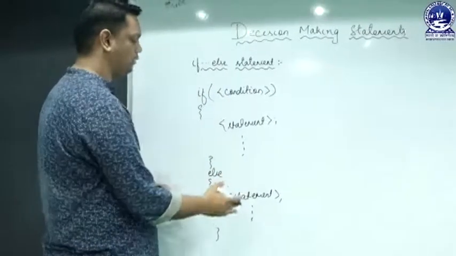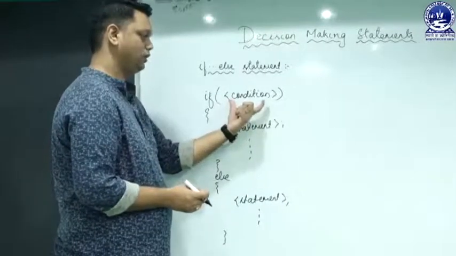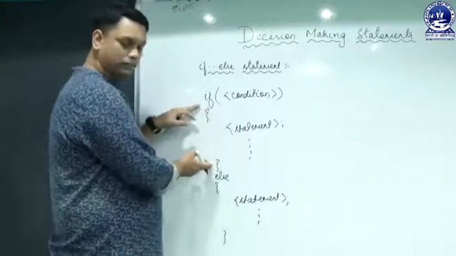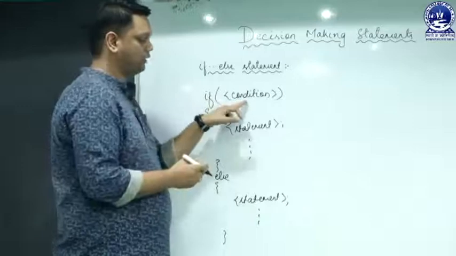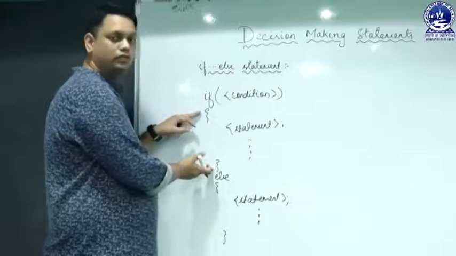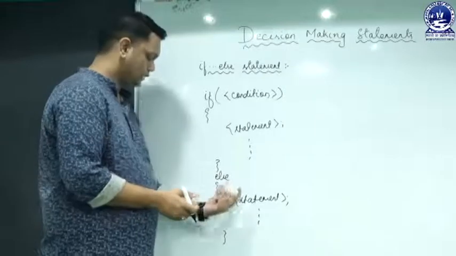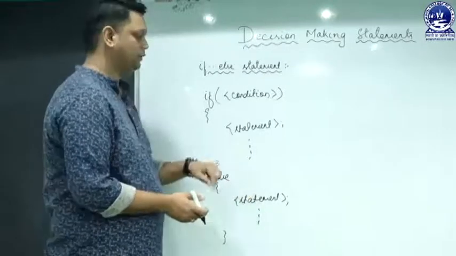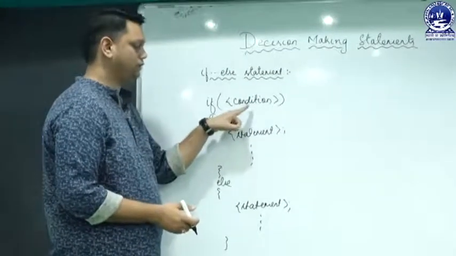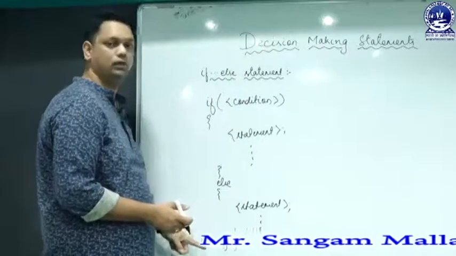So what is the work of this if else statement? If a condition is satisfied, or the condition returns true, then the statements within the if block will be executed. If the condition of the if statement returns false, then it will skip the statements of the if block, move to the statements of the else block and execute them. There is no condition required for else. That means if the condition returns true, the if block statements will be executed, and if the condition returns false, then it will move to the statements of the else block.